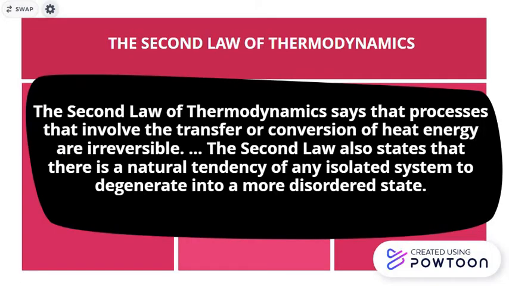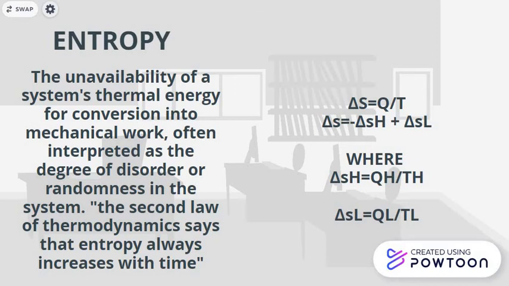Now we will be moving to the second law of thermodynamics. The second law of thermodynamics says that the processes that involve the transfer or conversion of heat energy are irreversible. The second law also states that there is a natural tendency of any isolated system to degenerate into a more disordered state. When we talk about disordered state, we will talk about entropy. What is entropy?